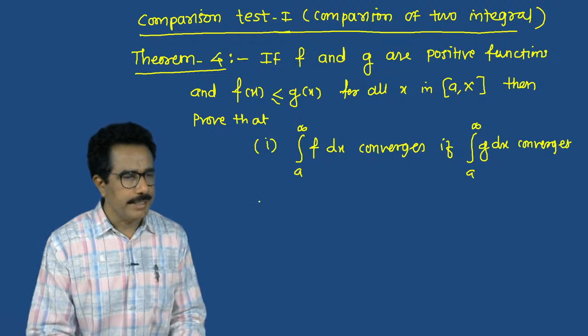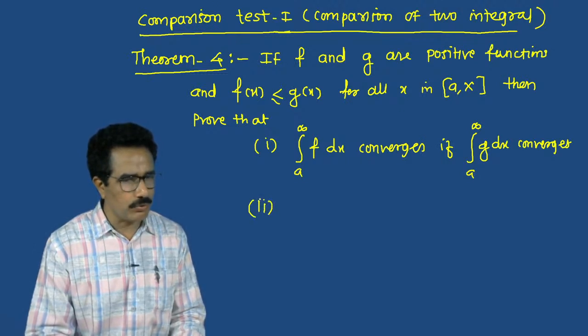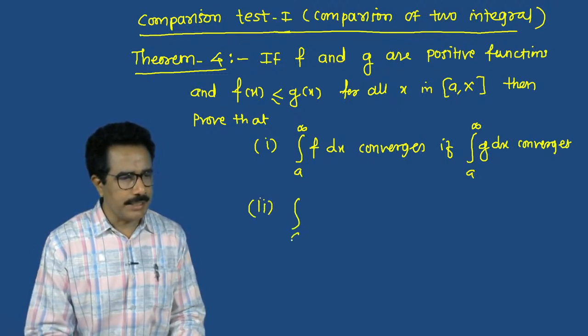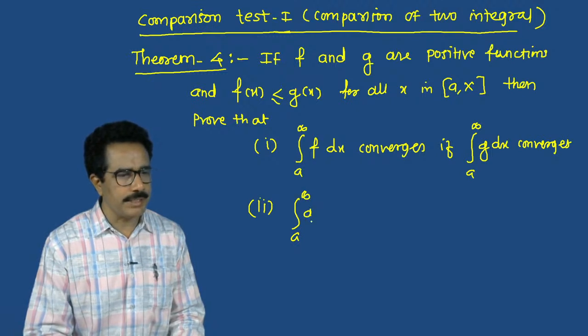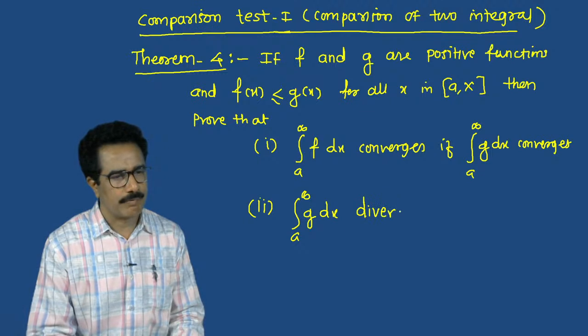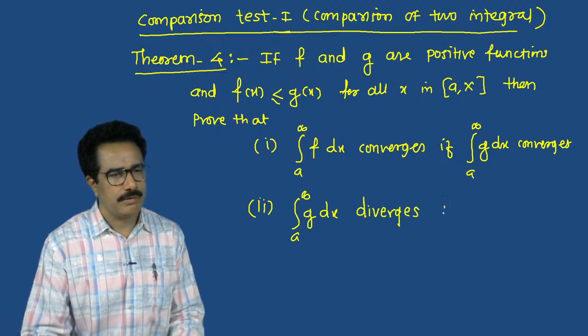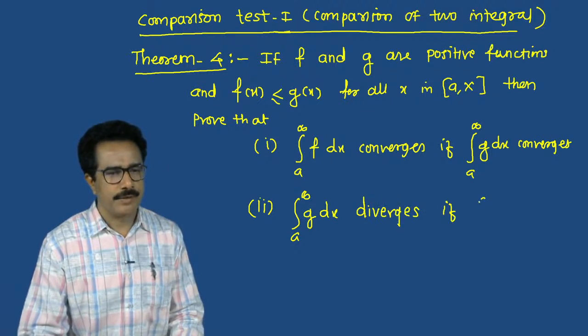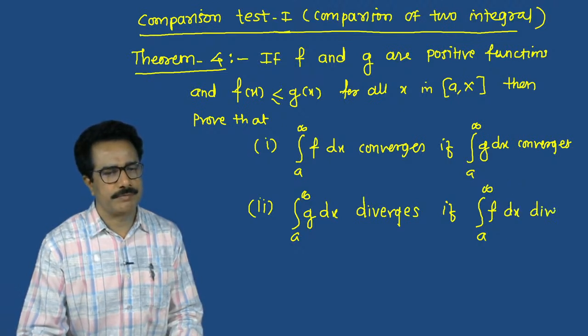And the second condition which we have to prove: the integral from a to infinity of g dx diverges if the integral from a to infinity of f dx diverges.